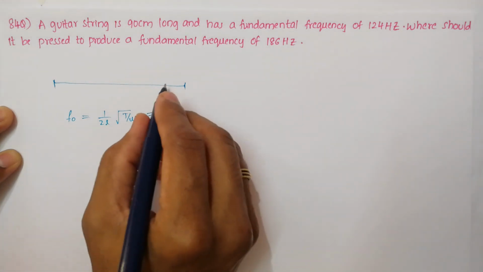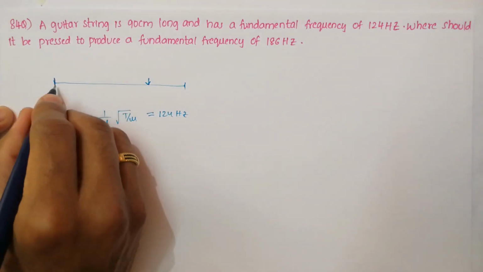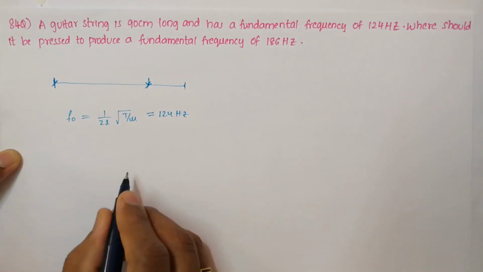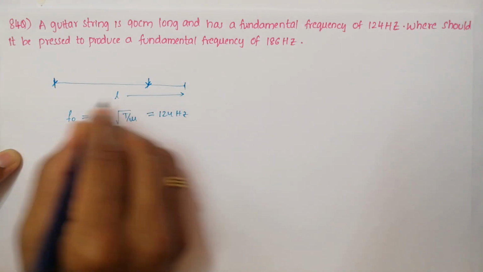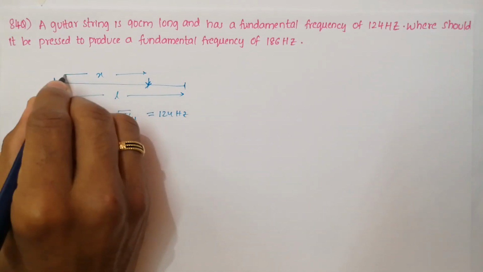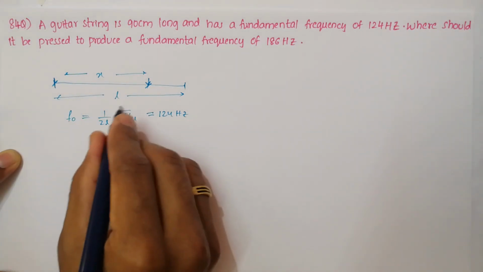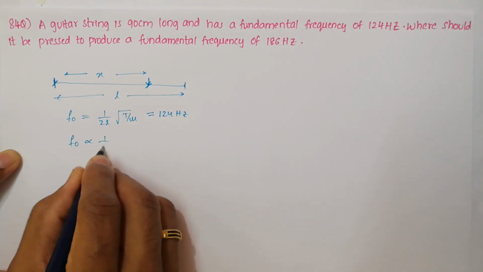Now what he is doing, you have to press somewhere such that the part of the string which can oscillate will be only this. So now the length of this one will decrease. Let us say the total length is L, and let us say we have pressed at a distance x. Now L2 is x. Now we know from here, as root T by mu will remain constant, f0 is inversely proportional to length.